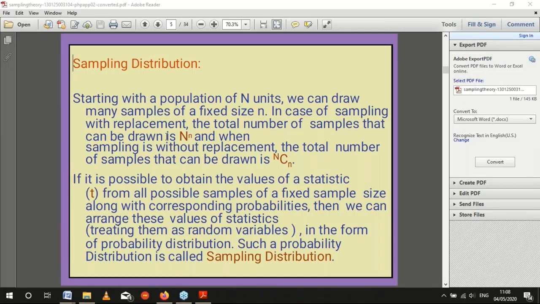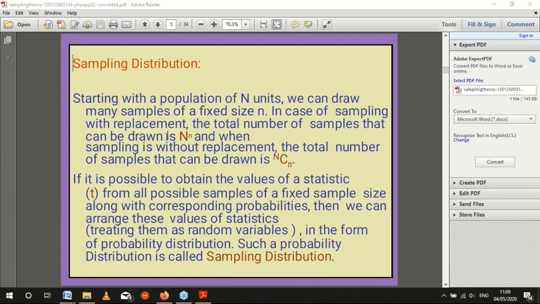In the case of sampling with replacement, the total number of samples that can be drawn is N^n, and when sampling is without replacement, the total number of samples that can be drawn is C subscript n, superscript N, that is, N choose n.